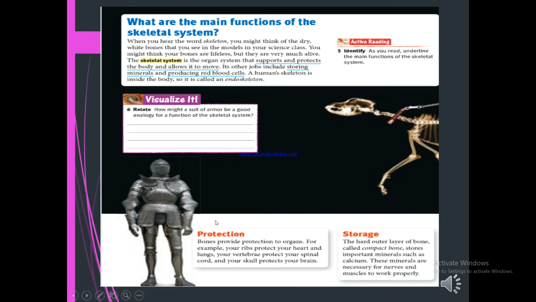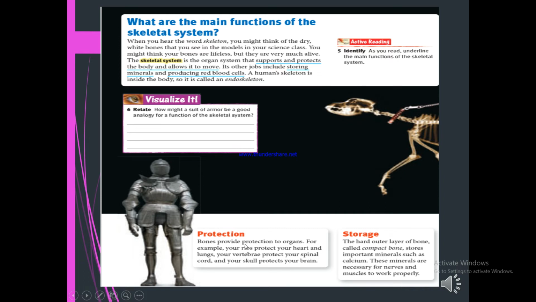So for protection, bones provide protection to organs. For example, your ribs protect your heart. Further, I will show you the picture of ribs. I think most of you know them. It protects the heart and lungs. Your vertebrae protect your spinal cord. So your backbone is the vertebrae, and inside it has a nerve which is spinal cord connected to your brain, and your brain is protected by skull.